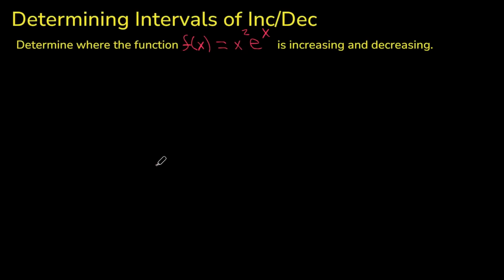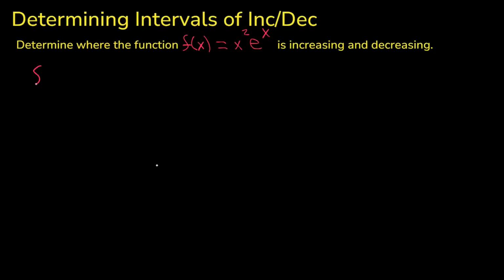So here's another example. Determine where the function f of x equals x squared e to the x is increasing and decreasing. Again, note f of x is continuous and differentiable for all values of x, so we can use the increasing decreasing function test.